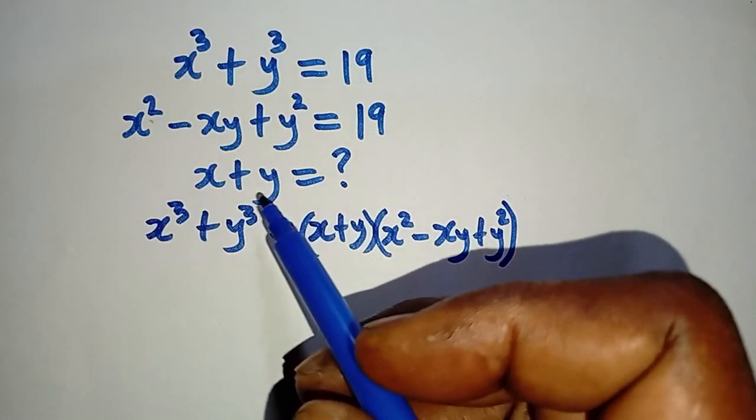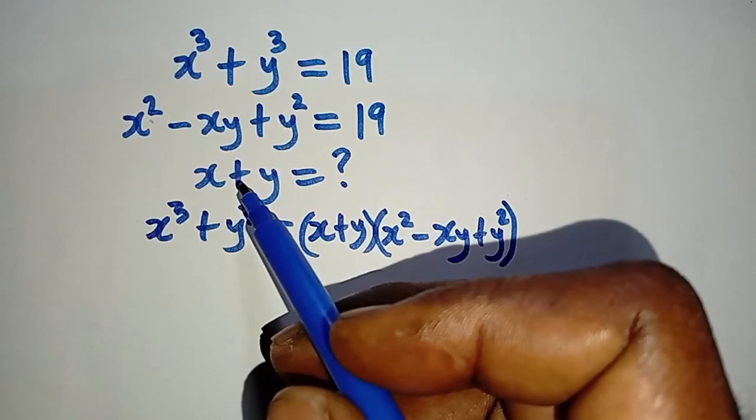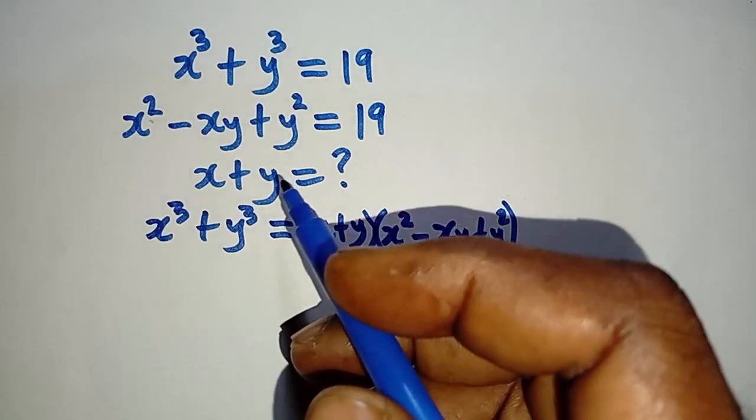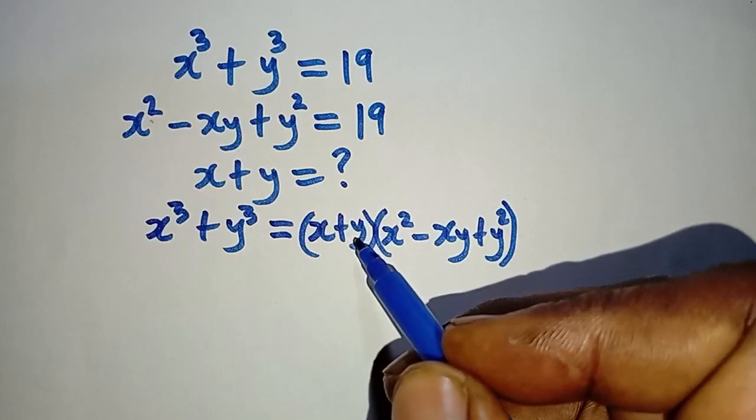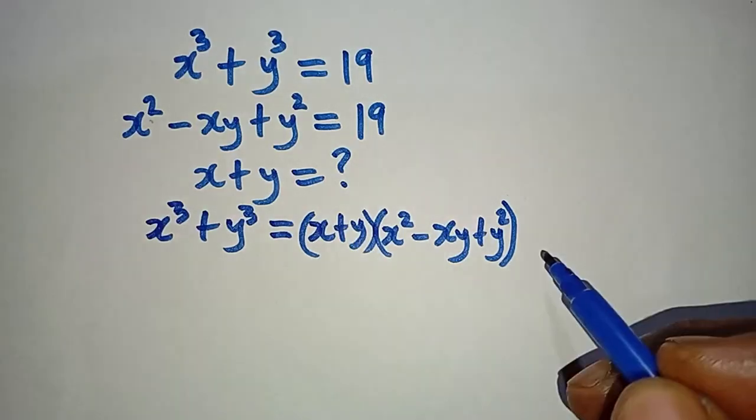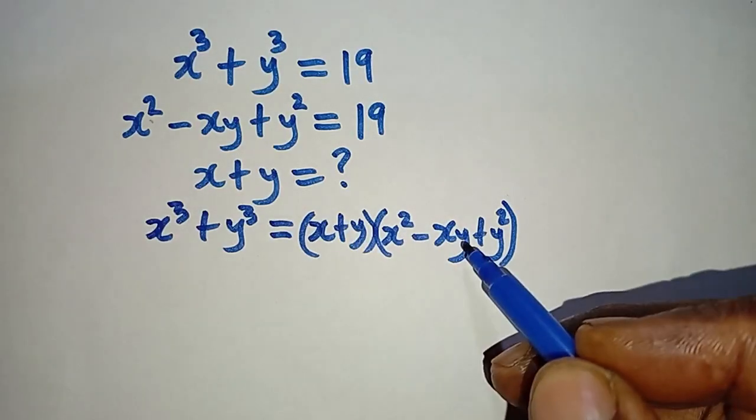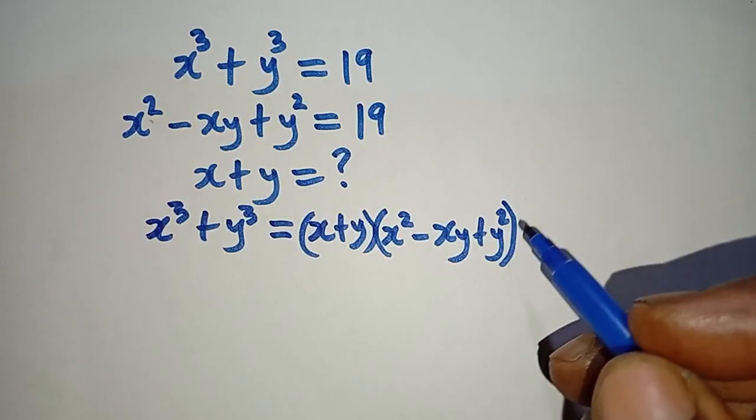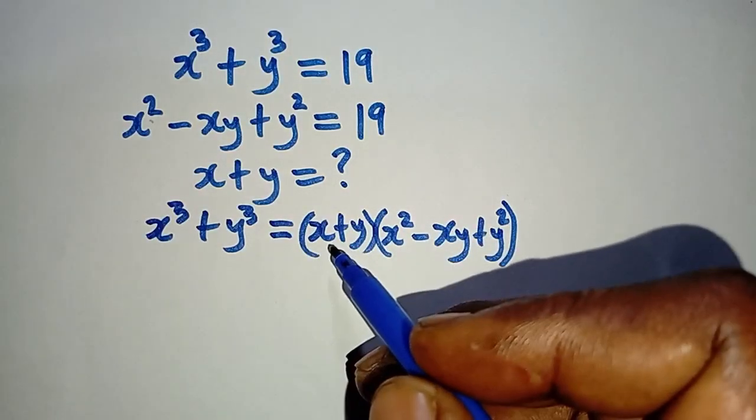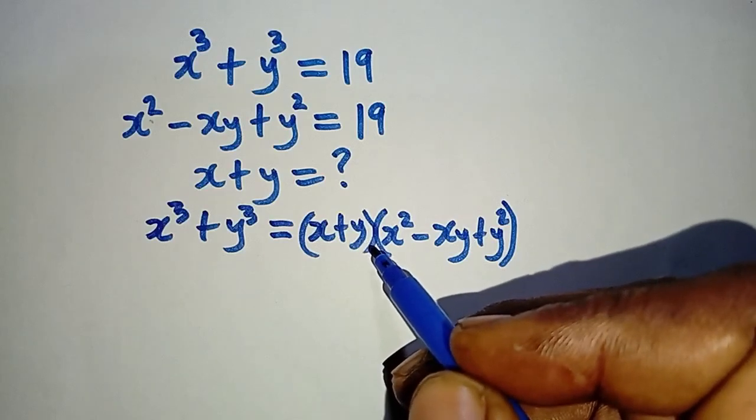So now, don't forget that the question says we should look for x plus y. So for us to make x plus y the subject of the formula here, we divide both sides by this x squared minus xy plus y squared. That's what we're going to use to divide both sides so that we can get x plus y.